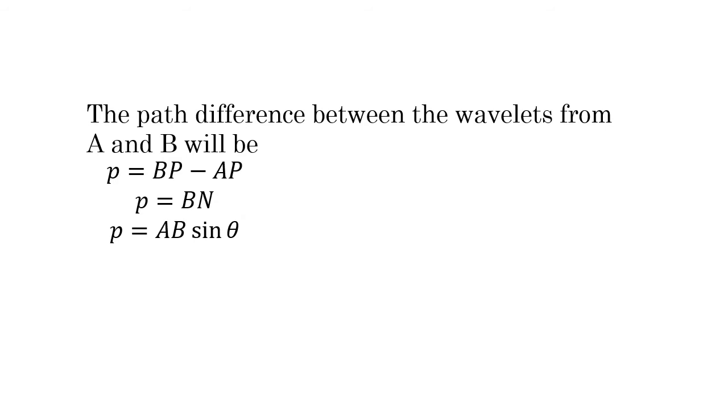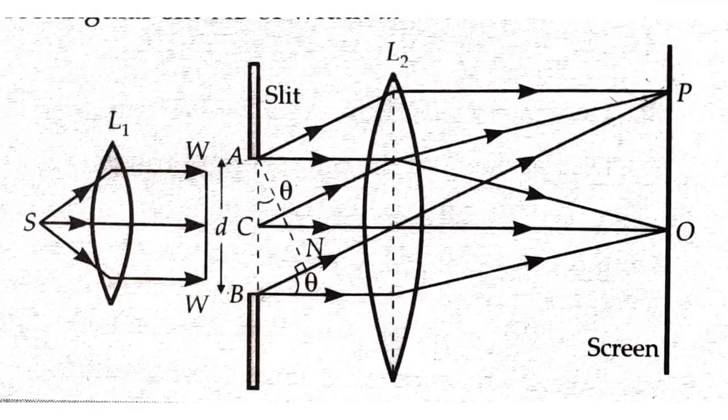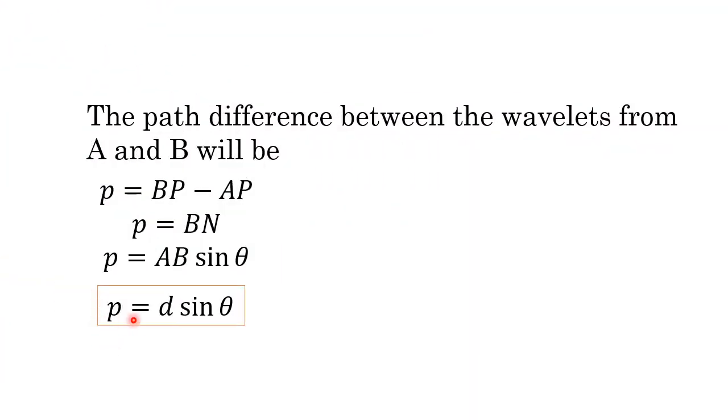Now note, this AB is the slit size, or let us say the distance between these points is d. So instead of AB, I can write small d. Therefore, my extra path difference p equals d sine theta. So this is the expression for path difference in diffraction due to single slit.